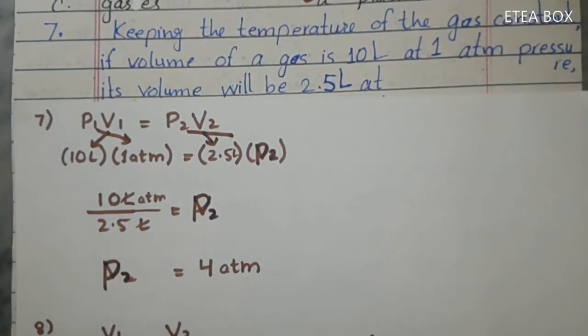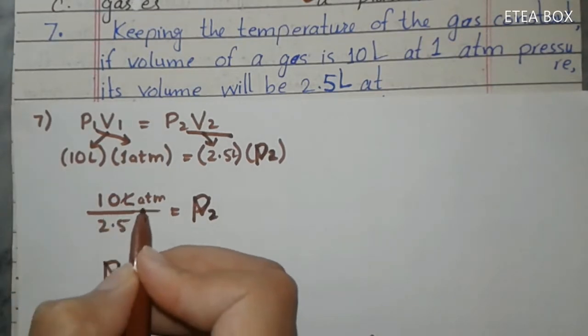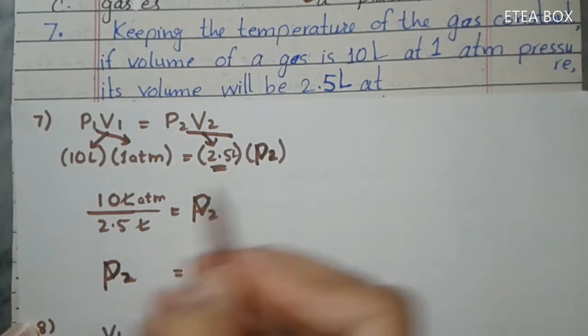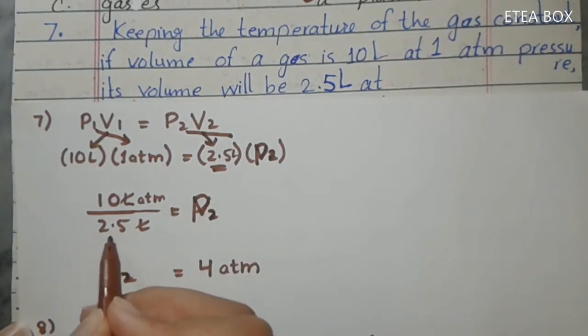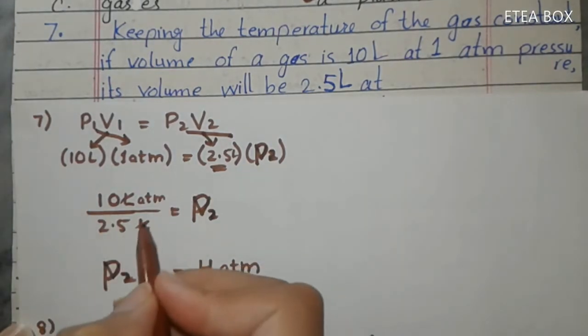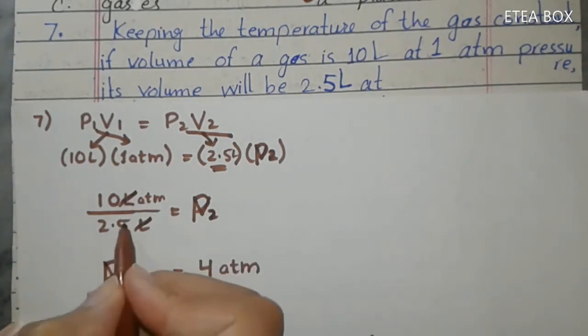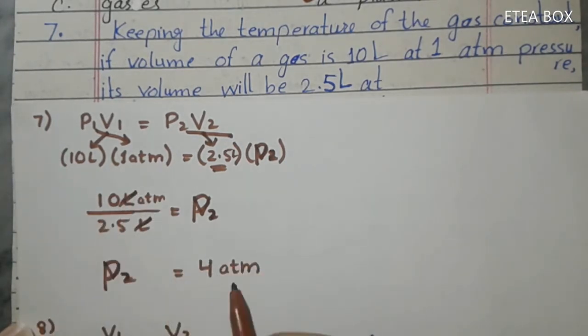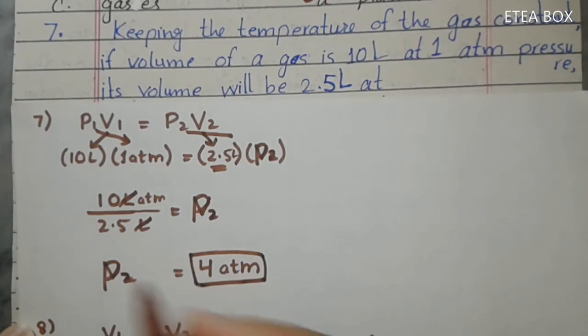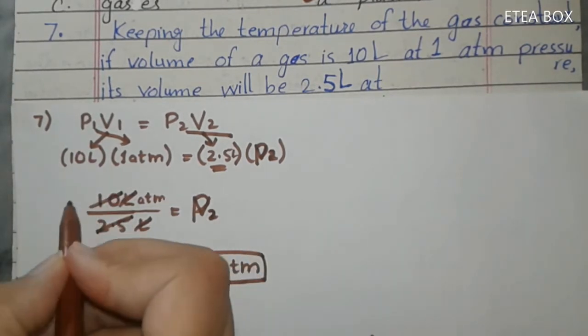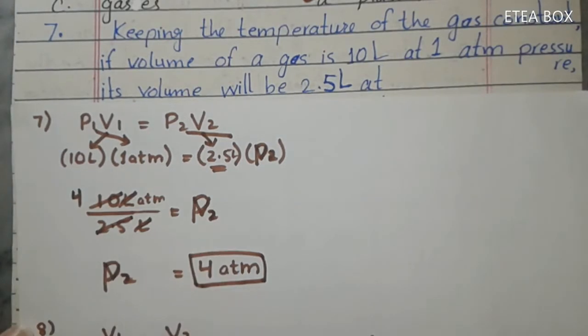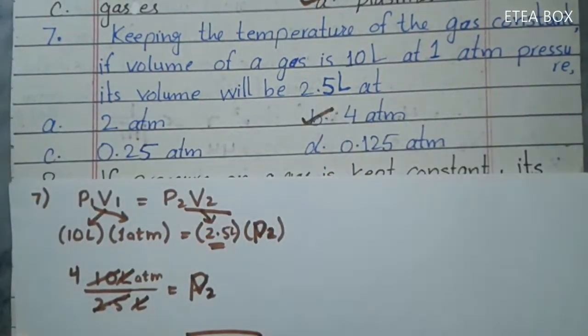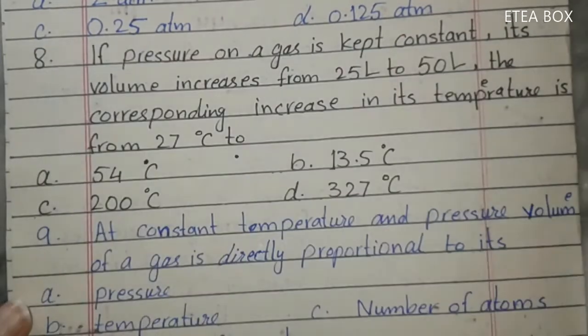Now what is 10 liter multiplied by 1 atm? So 10 liter atm, and take this and write it here in division over 2.5 liter. So cut the liter. When we do the cutting, 2.5 ones are 2.5 and 2.5 fours are 10. So the answer is 4 atm. B option is correct. Next one.